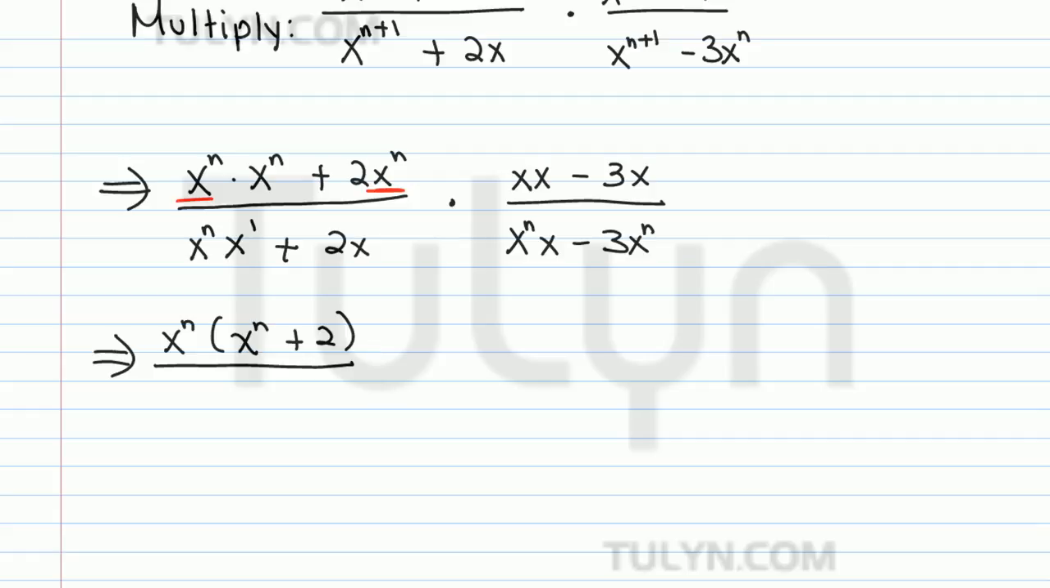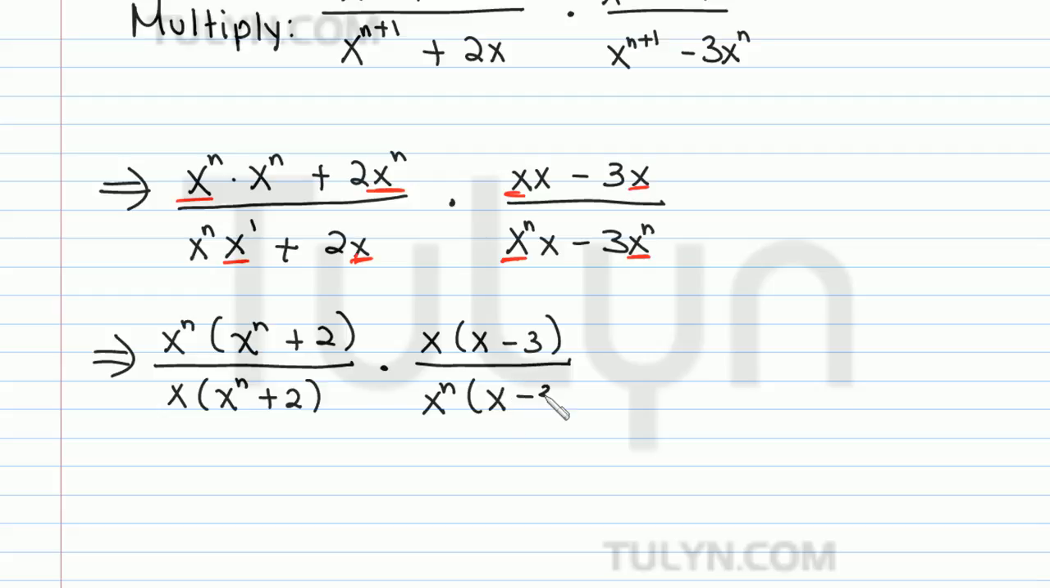In the denominator, looks like we just have an x in common. So let's factor out an x, and what we're left with is x^n plus 2, times, factoring out an x, we get x minus 3, since there was an x in common. And here there's actually an x^n in common. So if we factor that out, what we're left with is x minus 3.